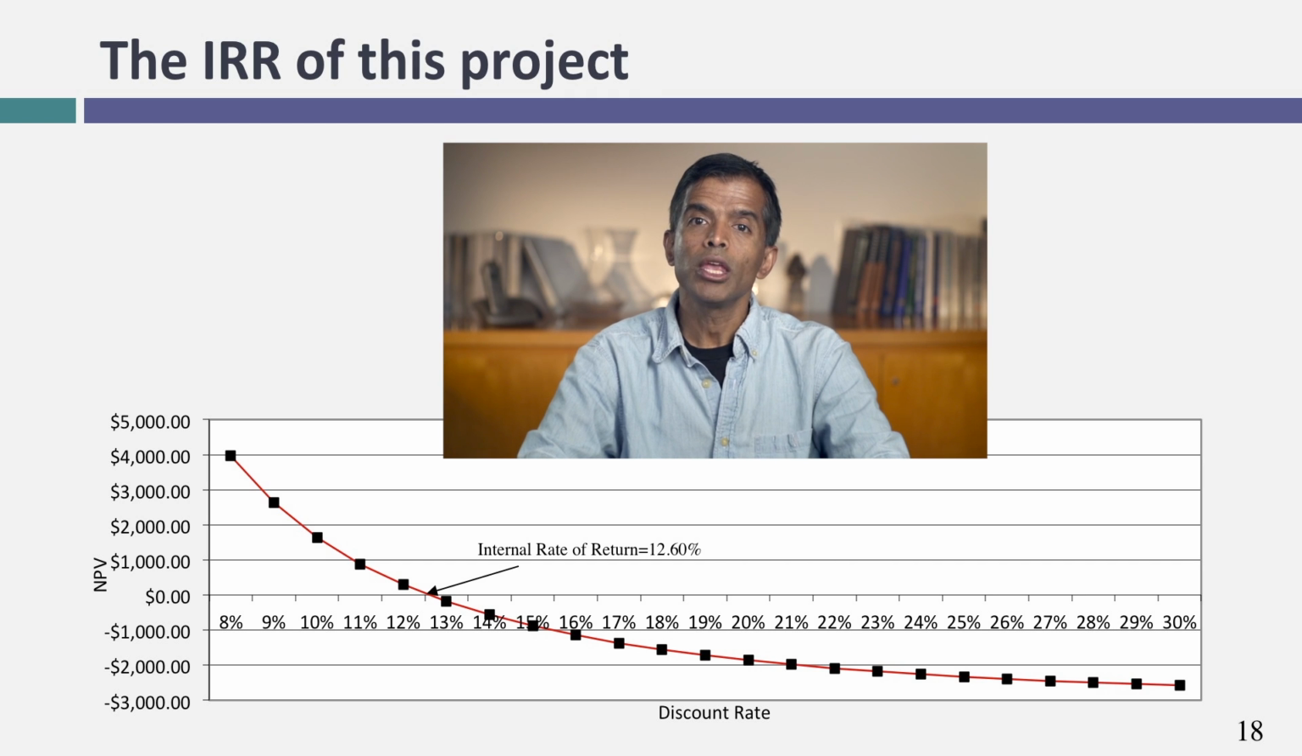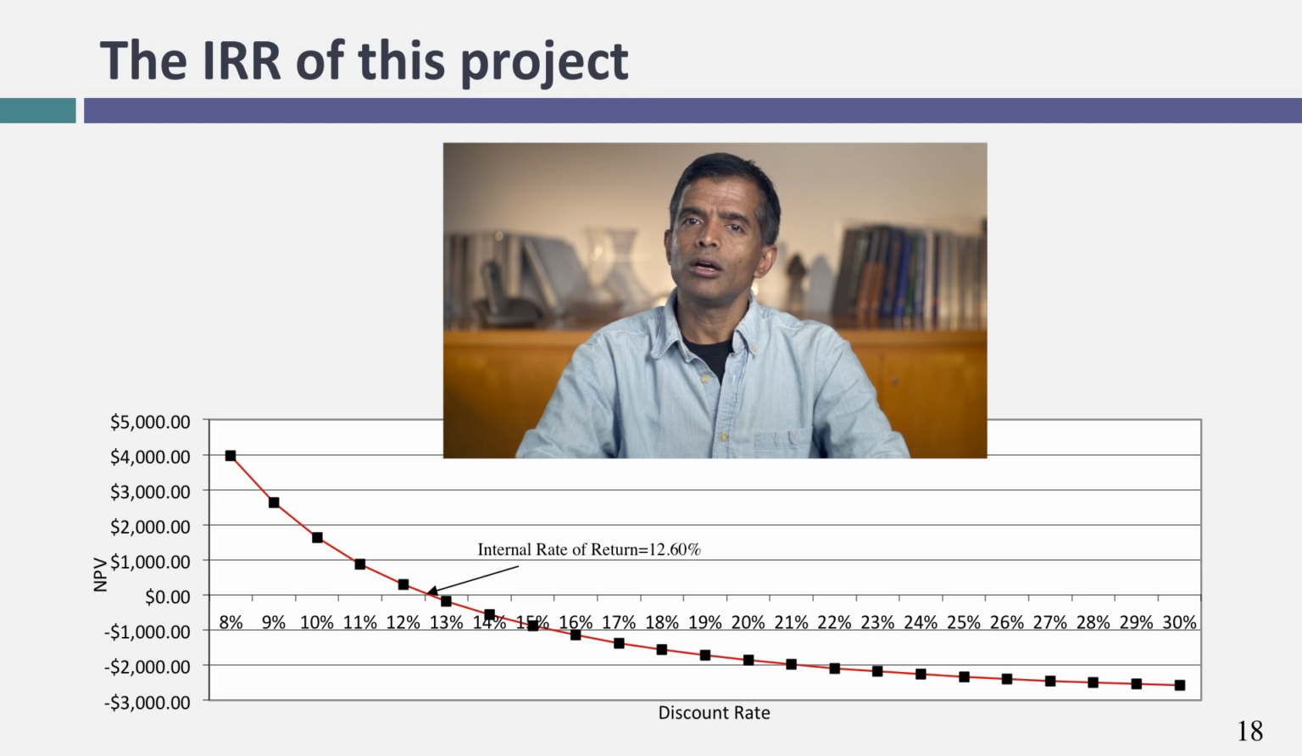You're saying, what does it tell me? First, see the point at which it crosses the axis? That's where the net present value is 0. That's my internal rate of return for this particular project. In this case, this theme park's IRR is 12.6%. That's higher than my cost of capital.